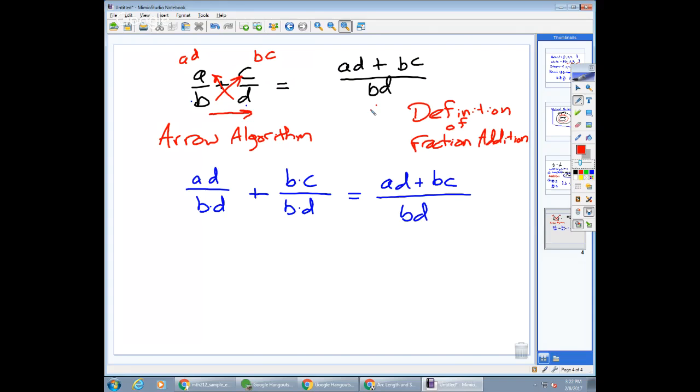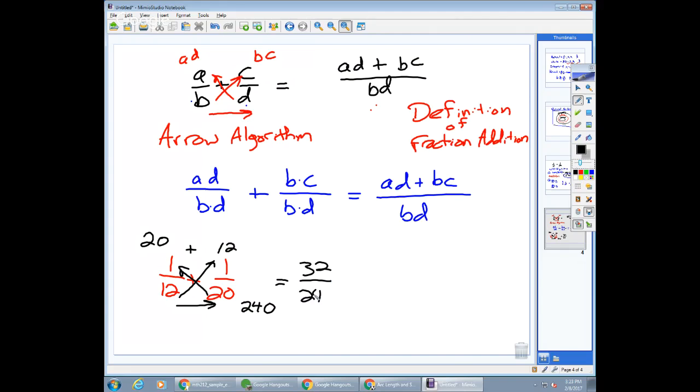So if I'm going to demonstrate the arrow algorithm on, let's try it, 1/12 and what was it, 1/20th? Then I would say my denominator is 12 times 20, which I think is 240. And then I cross multiply denominator to numerator, and that gives me 20 plus 12. So my sum has to be 20 plus 12, which is what, 32? Over 240. And then reduce.